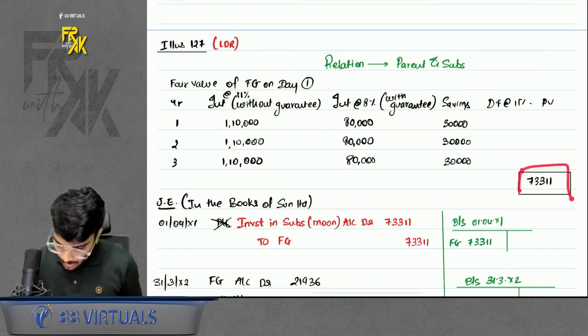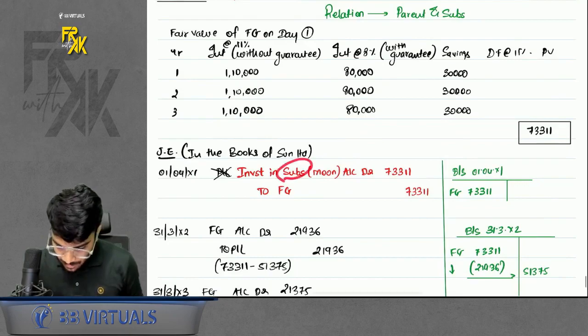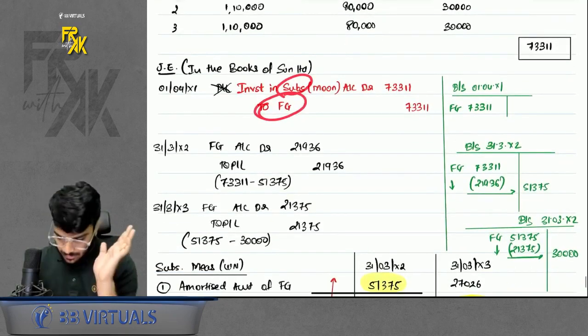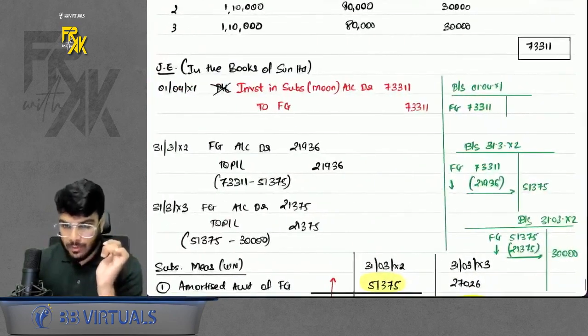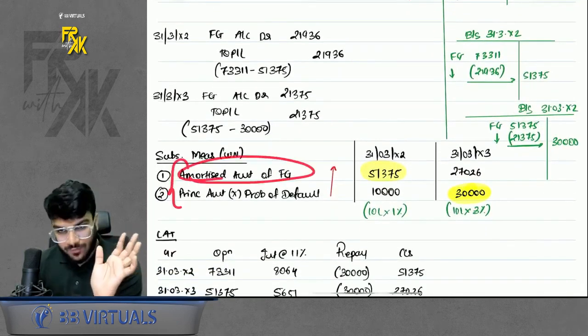Okay, we got this. Because a relationship is involved, we will book investment in subsidiary to financial guarantee. First point. Now, how to do the year end accounting? Just find two values on year end. One, the amortized amount of financial guarantee.